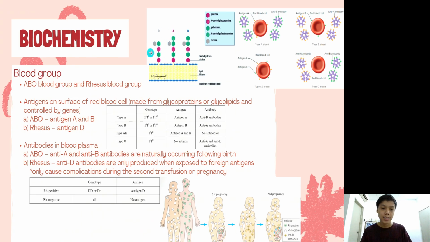So for the ABO blood group, there are two antigens, antigen A and antigen B, and for the rhesus blood group, there's antigen D only. And moving on are the antibodies found in the blood plasma. For the ABO blood group, there are anti-A and anti-B antibodies. For the rhesus blood group, there's only anti-D antibodies.